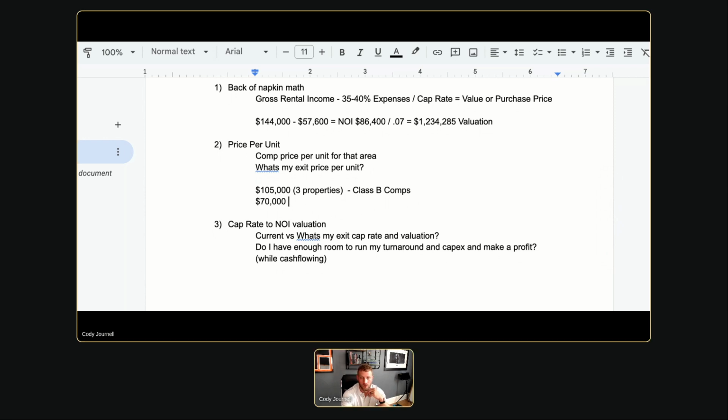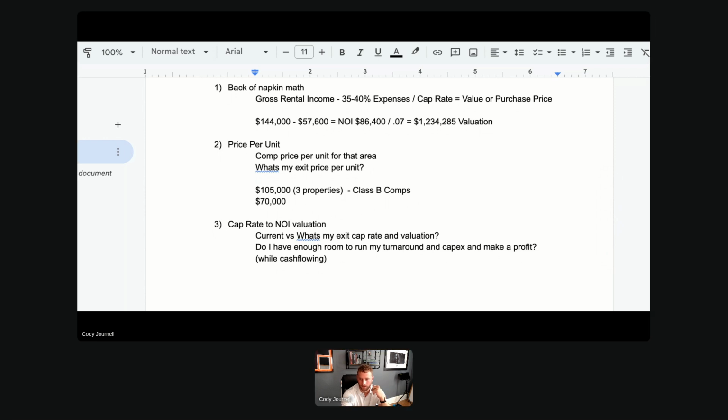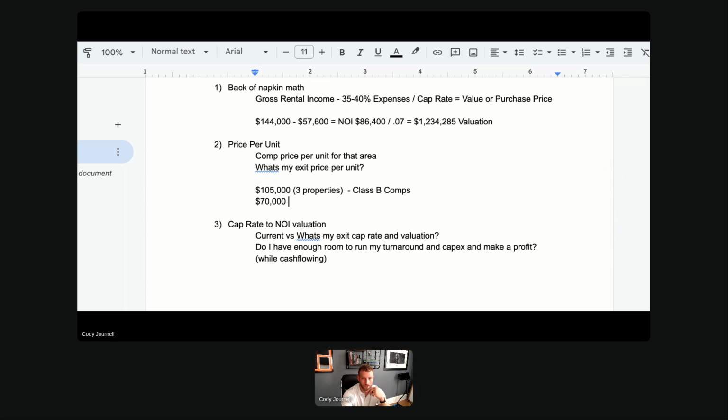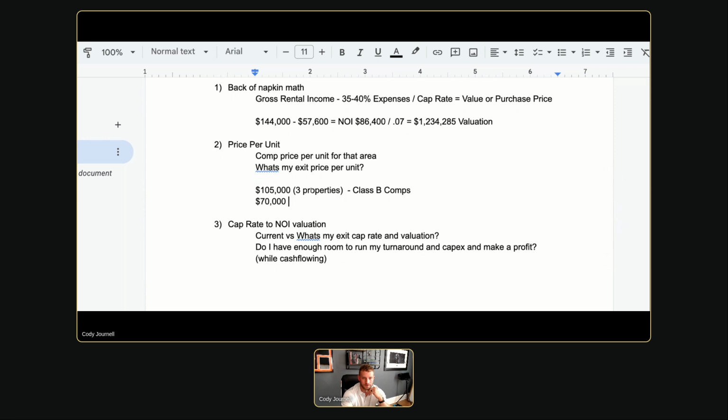So this is just a quick way for me, as I'm scrolling through Crexi or a broker sending me a lead, a property opportunity, something like that. I can say, look, they're already wanting 120,000 a unit. This is a Class B property at best right now. Not enough meat left on the bone for us to look at it.